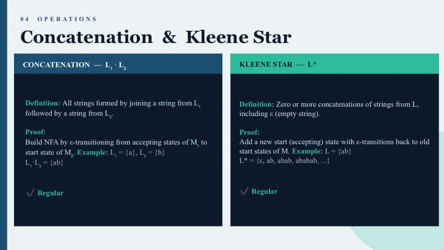Next is the Kleene star. L star means 0 or more repetitions of strings from L, and it always includes the empty string epsilon. To prove this, we add a new start state and an epsilon transition from every accepting state back to the original start state. This allows the machine to loop as many times as needed.